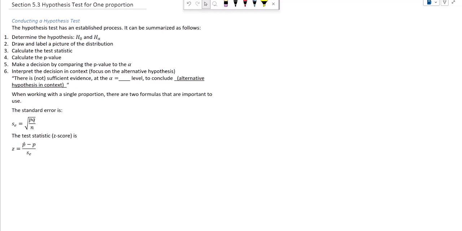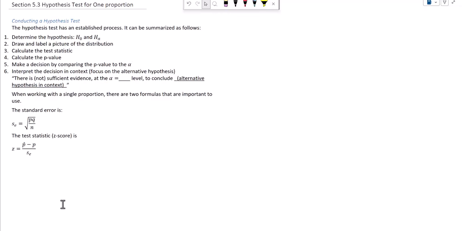Alright, back at it here for the second video on the hypothesis test for one proportion. Anyway, here are the steps again. Just want to recap those. We're going to determine the hypothesis. We have the null and the alternate. That can be written a couple different ways. We'll draw and label a picture of the distribution. Sometimes I like to do that after I calculate the test statistic. Then we'll calculate the p-value, make a decision based on comparing the p-value to alpha, and then interpret it.